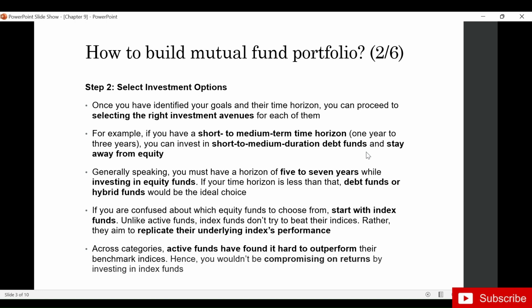Now, if an investor is confused about which equity fund he should invest in, he should start with index funds because unlike active funds, index funds do not try to beat the indices or the benchmark. They just try to replicate the performance of the underlying index. Also, historical data has shown that across categories like small cap, mid cap, and large cap, active funds have found it very hard to outperform their benchmark indices. Hence, by investing in index funds, an investor would not be compromising on returns.